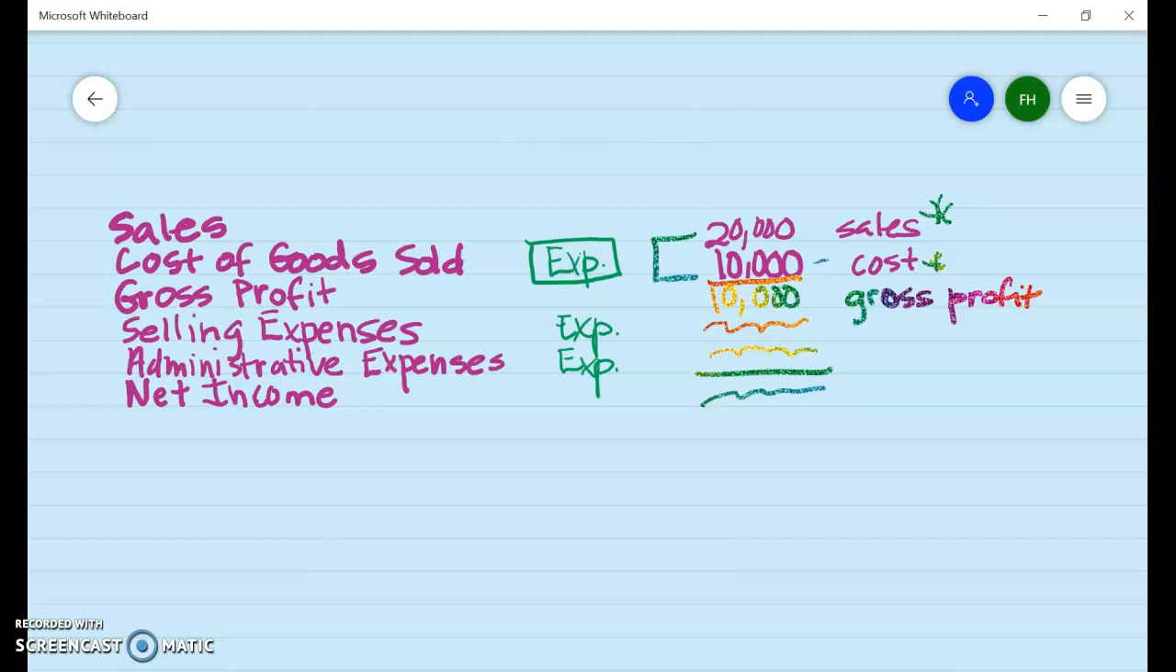So that's why we move the expense up there so we can see our gross profit and break that down into net income. So let me know if you have any questions on that.